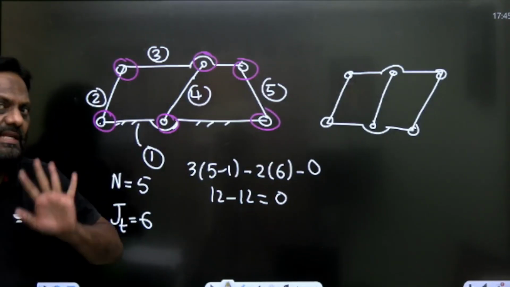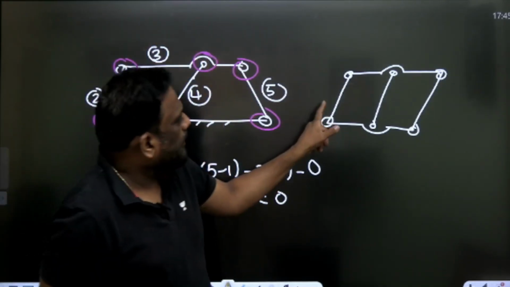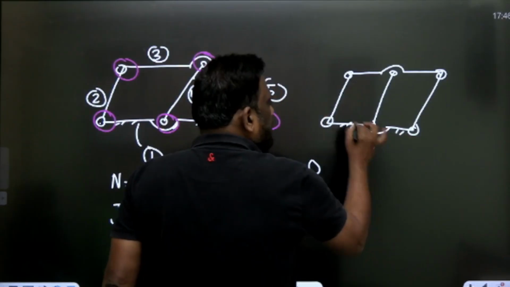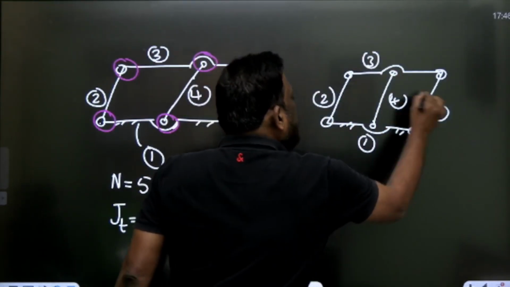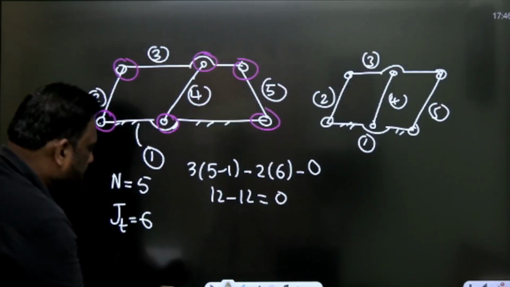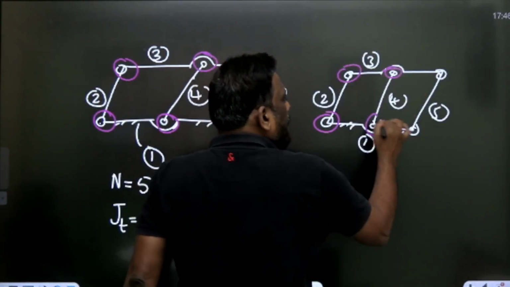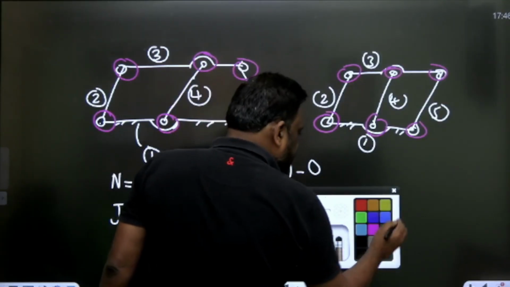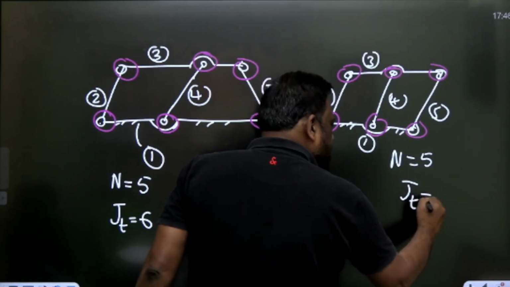There is no change in the number of joints. Here the number of links is 5. Here also, let's give the numbers. We will fix this, sir. 1, 2, this is 3, this is 4, this is 5. Here also the number of links is 5. Let's count the number of joints. 1, 2, 3, 4, 5, 6. Let me write very clearly. Number of links is 5. Number of joints which are turning pairs is 6.